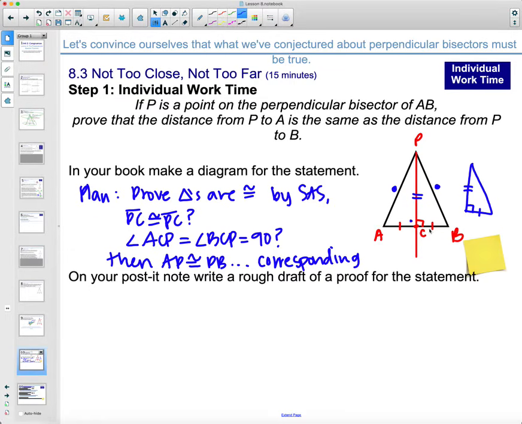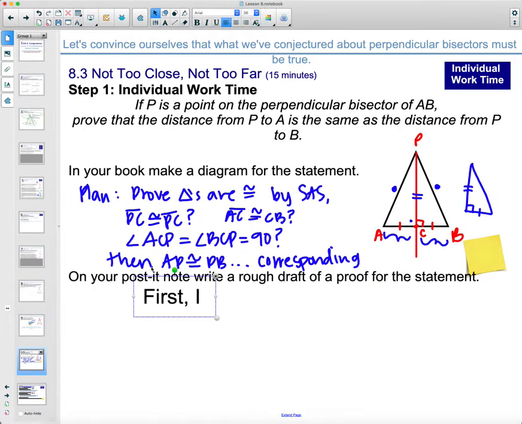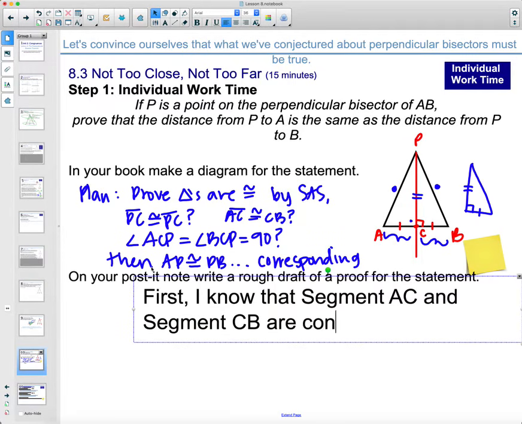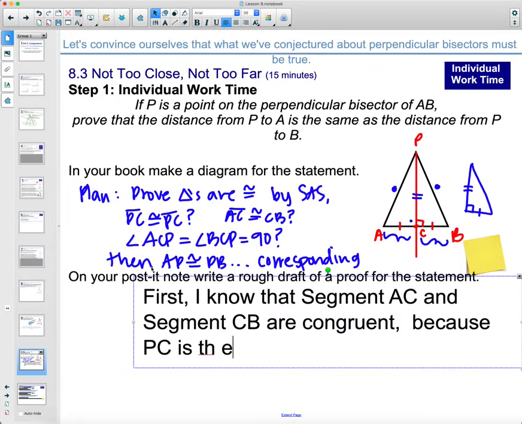Okay, so how do you know? And how did you know this? Okay, so you'd also need your segment AC in there, congruent to CB. How do you know that? Those things are going to be from the definitions up here. Okay, so as you're starting to write your proof, you could say first, I know that segment AC and segment CB are congruent because PC is the bisector of AB.